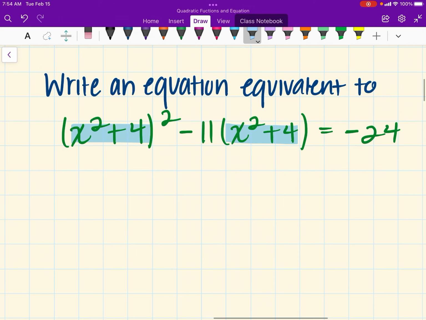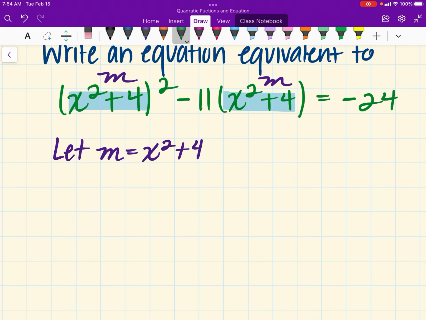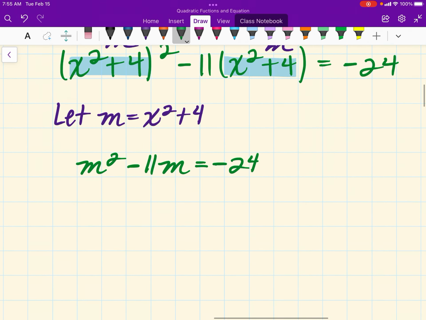So knowing that, I'm actually going to go ahead and just choose any letter in the alphabet, basically. I'm going to let, let's say, m equal x squared plus 4. Which means that if I want to write an equivalent form of this equation up here, I'll be replacing x squared plus 4 with an m. So then our new equation here on the bottom should be m squared, because this here is squared, minus 11m equals negative 24. So this is an equivalent form.